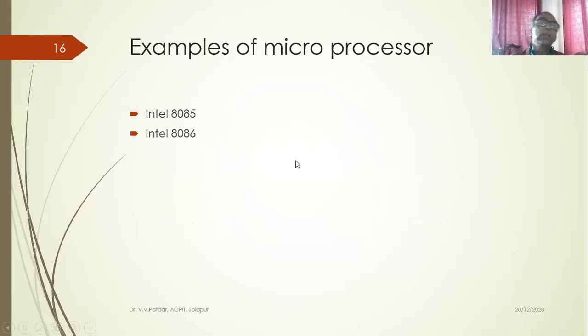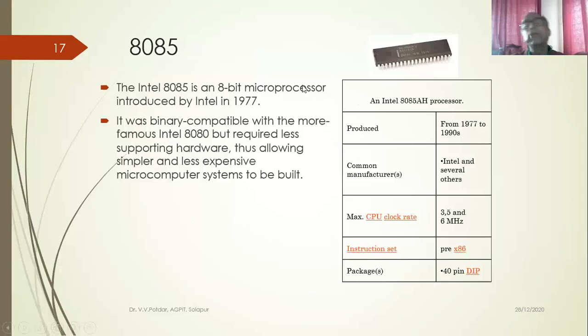Examples of microprocessors: Intel manufactured the Intel 8085 and the Intel 8086. Out of that, we'll be focusing on 8085. Intel 8085 is an 8-bit microprocessor introduced by Intel in 1977. It is also called the Intel 8085 AH processor, produced from 1977 to 1990. Common manufacturer: Intel and several others.